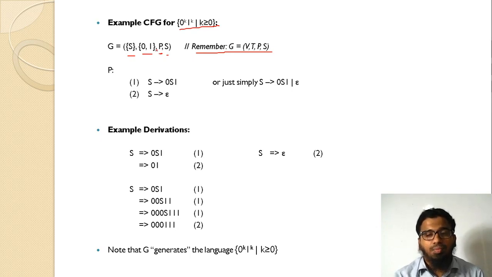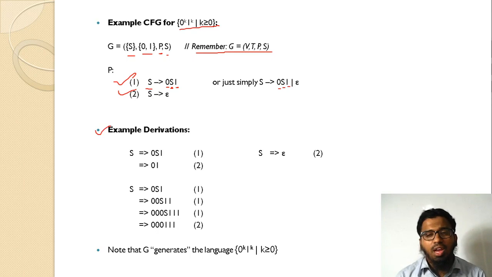So here, first step, based on this equation, we can write S goes to 0S1, or just simply S goes to 0S1 or epsilon. Any one of these you can write in place of S. So this is 1 and this is 2. In place of S you can write 0S1.